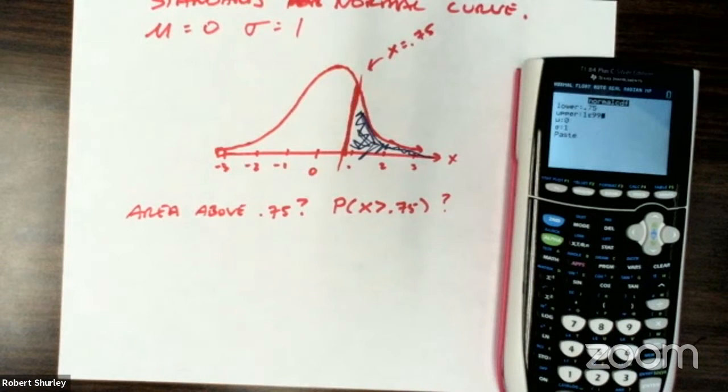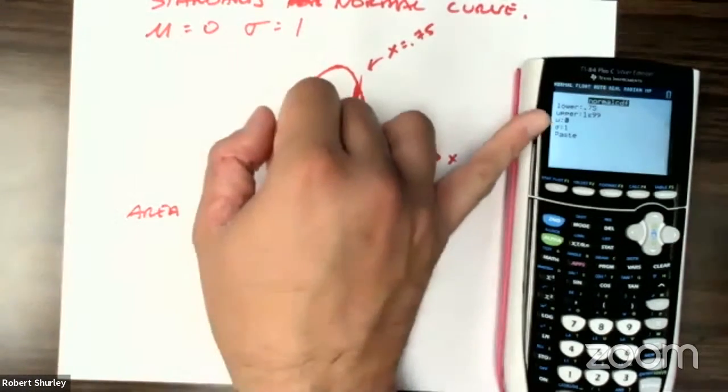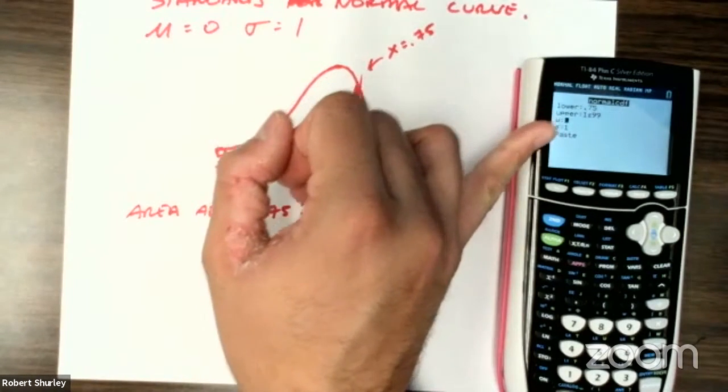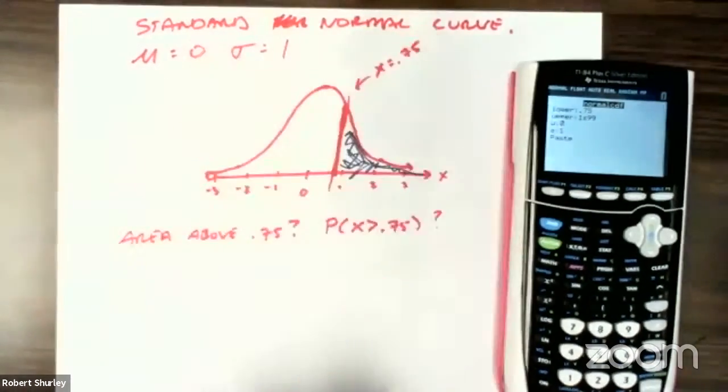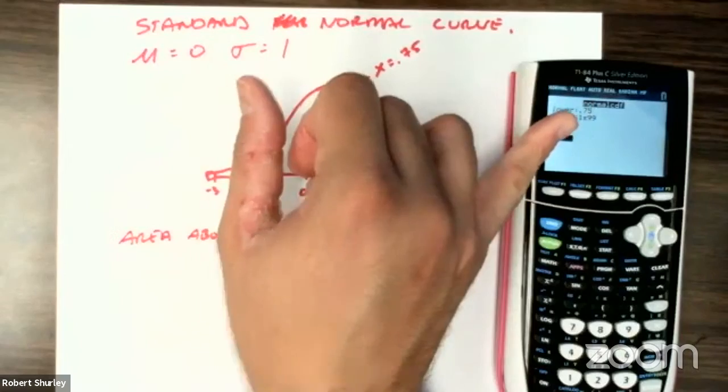So 1 and then second comma gives you the E. That means 1 times 10 to the 99. Now notice it already has the mu is 0 and the standard deviation is 1. So we want that because we're dealing with standard normal curves. Mine just comes up E under upper. It's just E. Check it out.